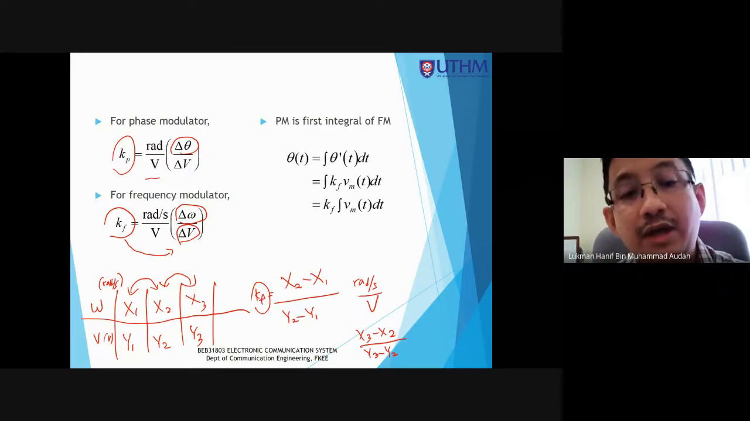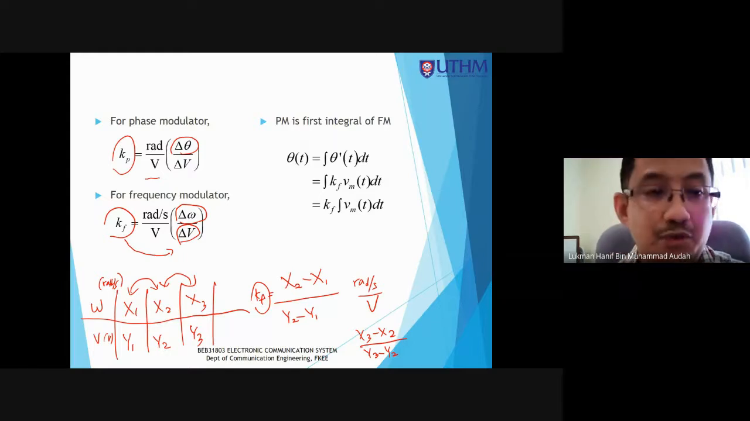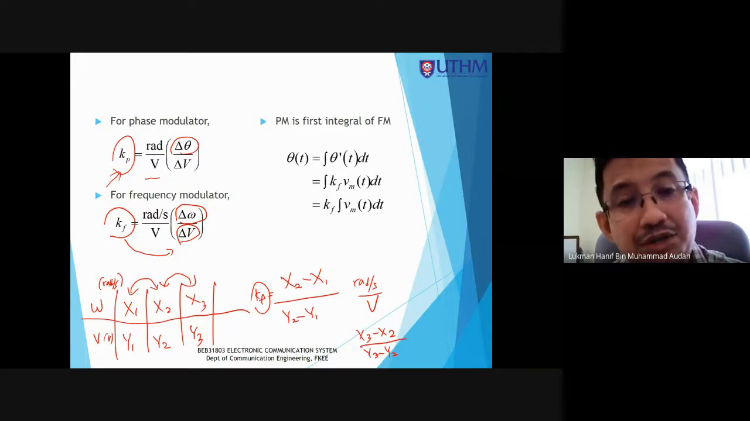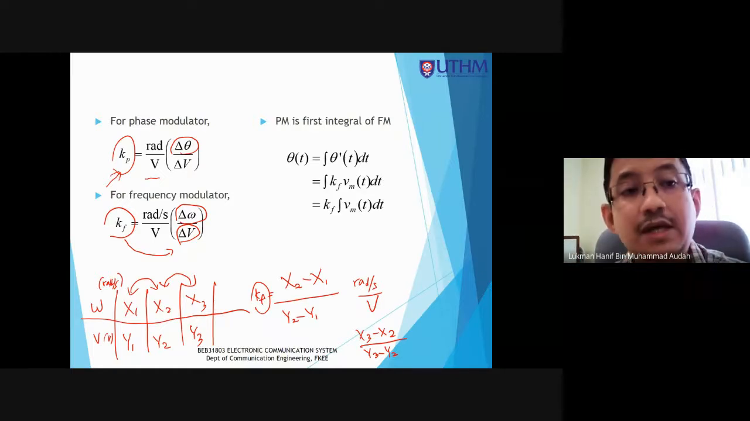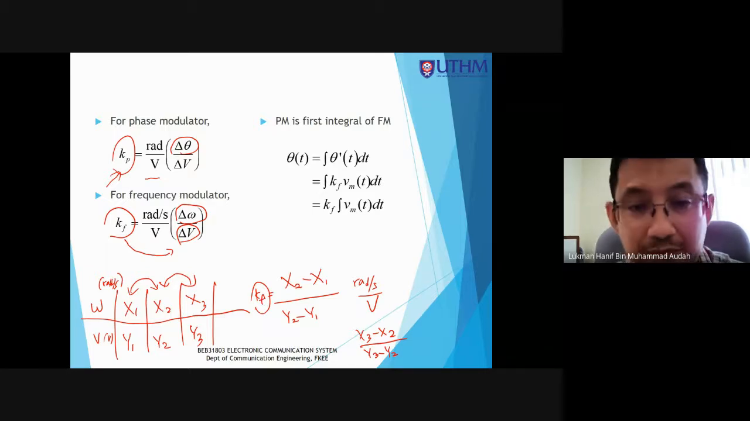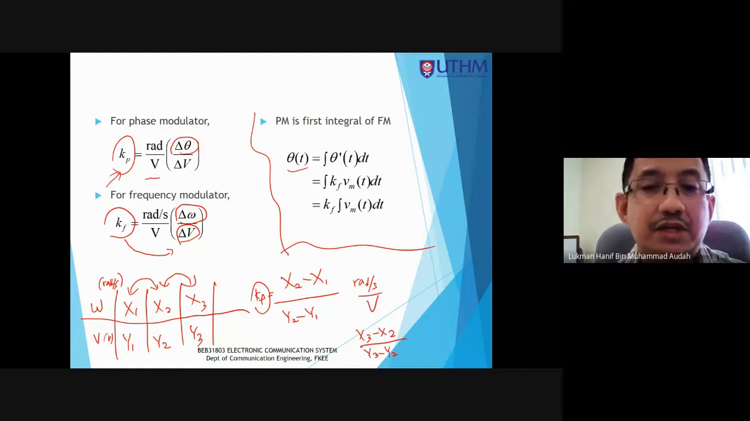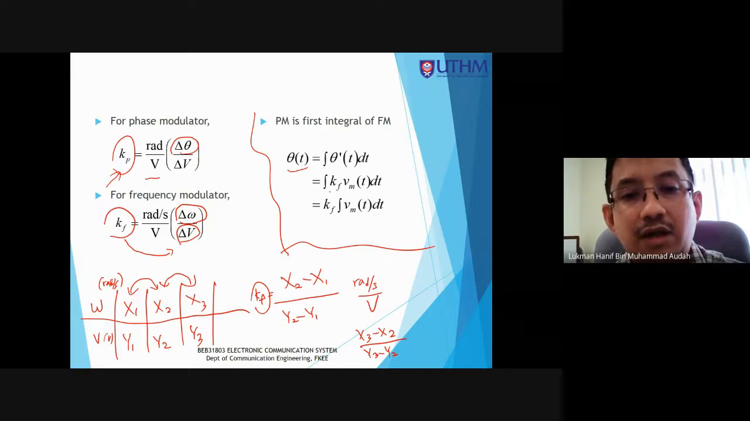Okay, so when we get the Kf, then we can define the complete equation of Fm, frequency modulation. And when we get the value of Kp, then we can define the equation of phase modulation. Okay, Kf ini digunakan dalam Fm, frequency modulation. Kp digunakan dalam phase modulation. Okay. And about this, I already explained previously about theta t. How you can get theta t is the first integral of theta prime t. Okay, so kita kamirkan Kf Vmt.